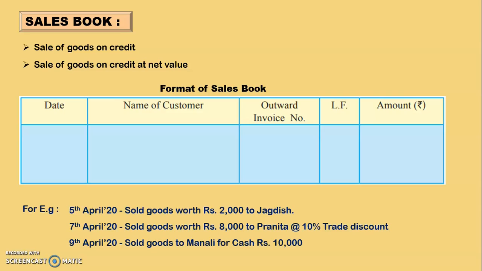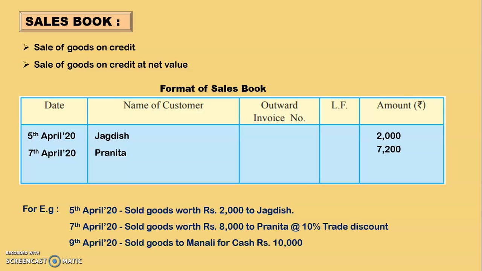On 5th of April, sold goods worth rupees 2000 to Jagdish. Now in the date column, we'll be writing 5th of April, name of the customer Jagdish, and in the amount column 2000. Then on 7th April, sold goods worth rupees 8000 to Pranita at 10% trade discount. Now here again we have to calculate 10% trade discount on 8000, that is 800 rupees. So from 8000 we deduct 800 rupees and write the net value. 7th of April in the date column, Pranita, and in the amount column we write 7200.